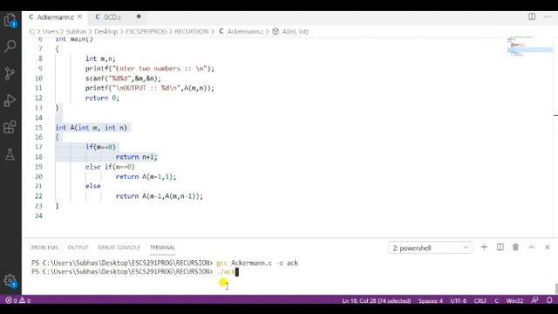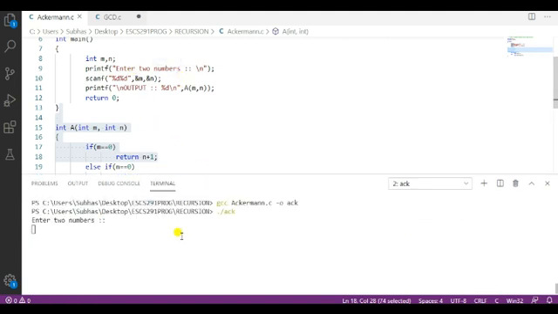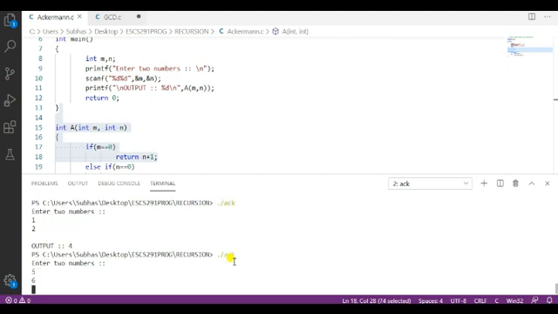ack. Okay, yes, enter two numbers. So this line is executed, enter two numbers. Let me give one number, m equal to 1. Let me give another number, n equal to 2. So the output is 4. Yes, as I saw in my manual calculation, the output is 4. And you can check by using another example. For example, enter two numbers: one number is 5 and another number is 6. So please check what the value is.